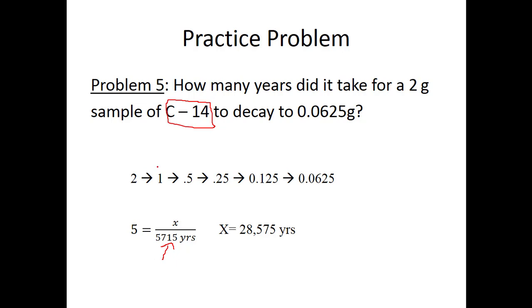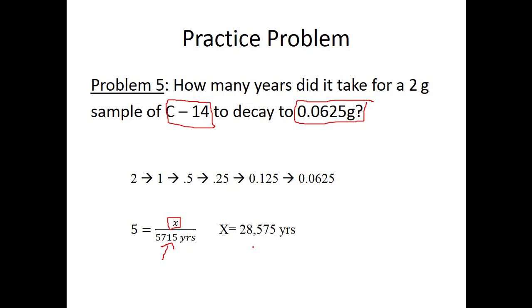So I take 2 and I divide it by a half, and then by a half, and a half, and a half, until I get that final amount that I want, and I figured out that 5 half-lives have occurred. 1, 2, 3, 4, 5. I had to divide it by 2 five times on my calculator. So, solving it into our expression, x is our total time, so 5 times 5,715 years gives me a total of 28,575 years.